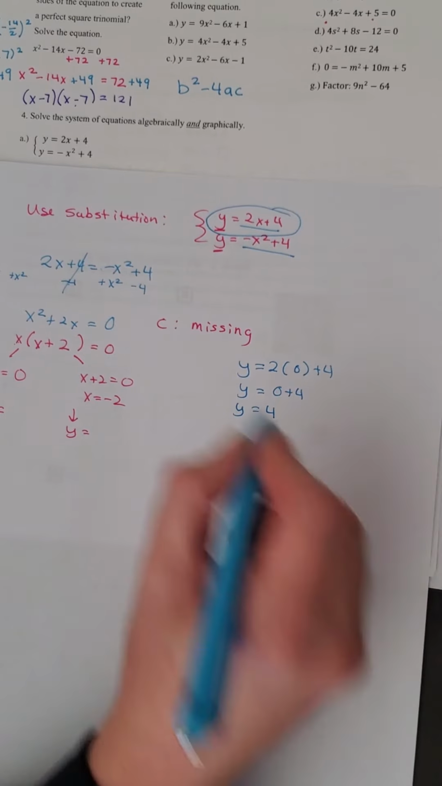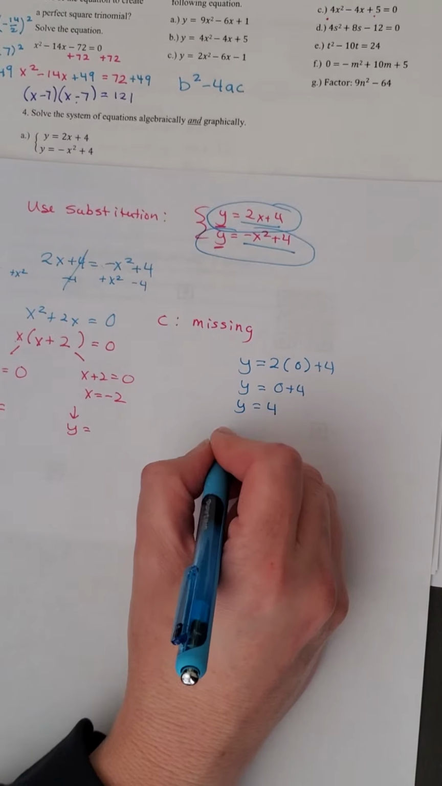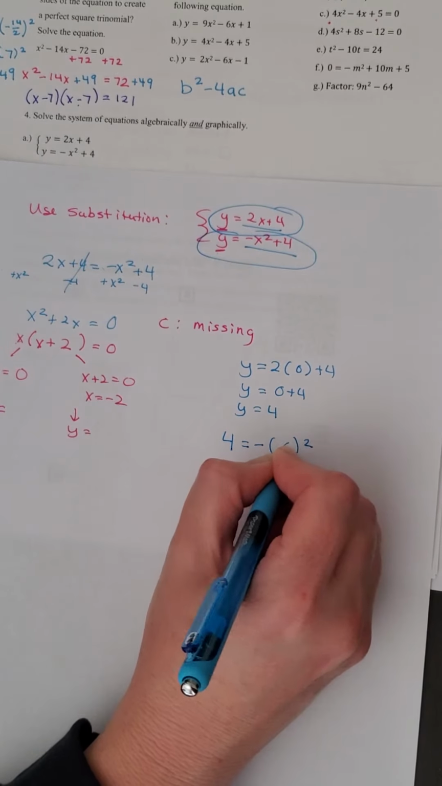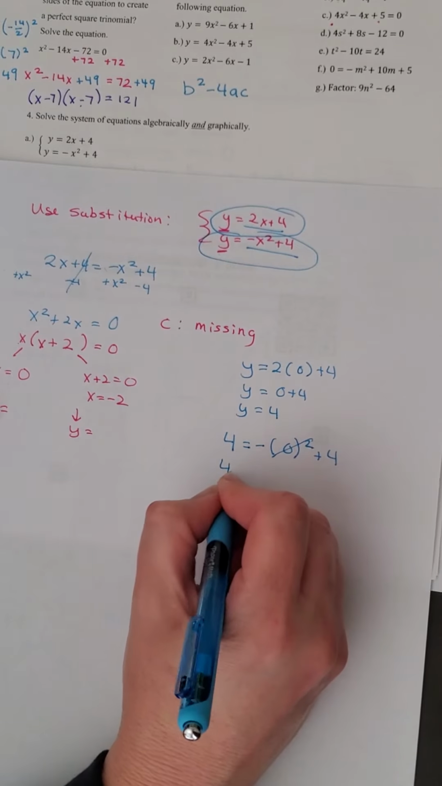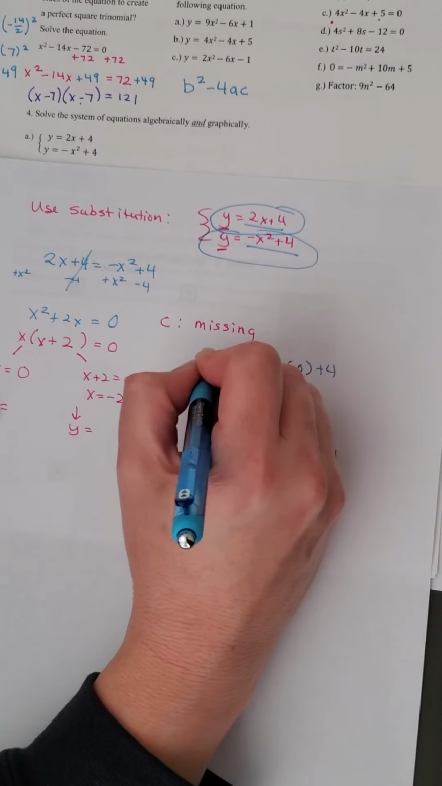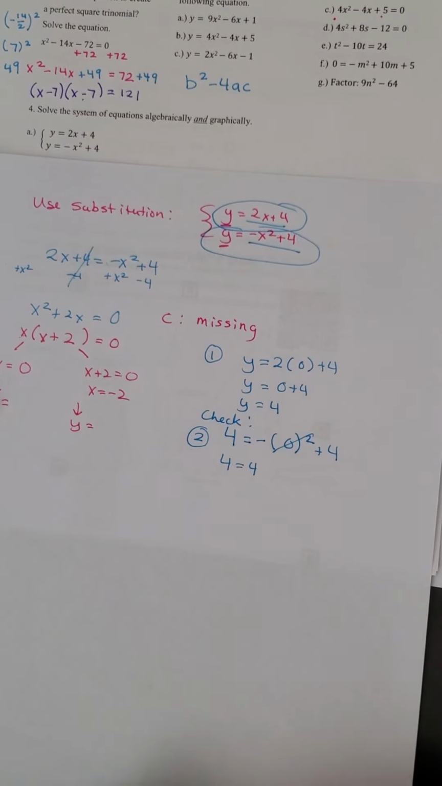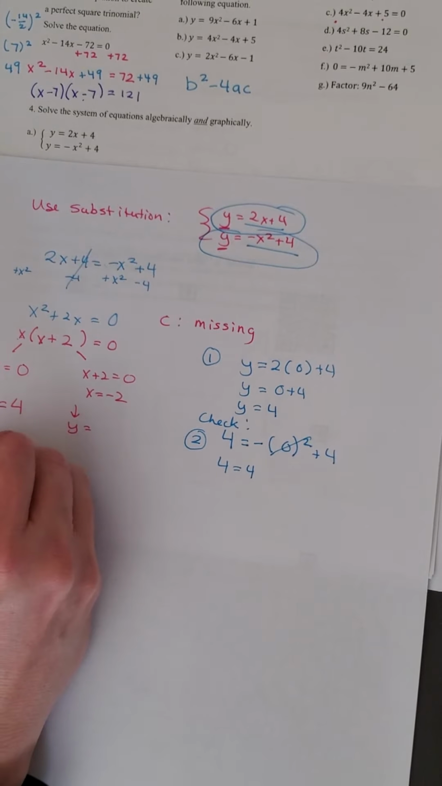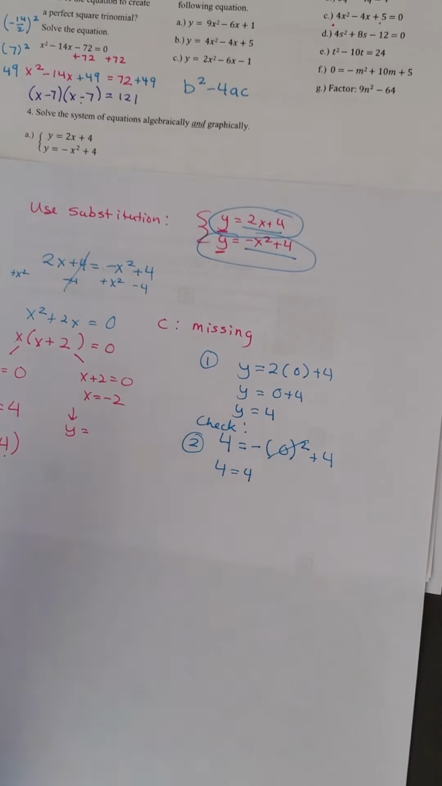4. Now I'm going to check it using my other equation. Y equals negative x squared, which was 0, plus 4. That cancels out. 4 equals 4. So here's my check. I used the first equation to find y, and I used the second equation to check for y. So my solution is 0, 4. That means that these two graphs are crossing at 0, 4.